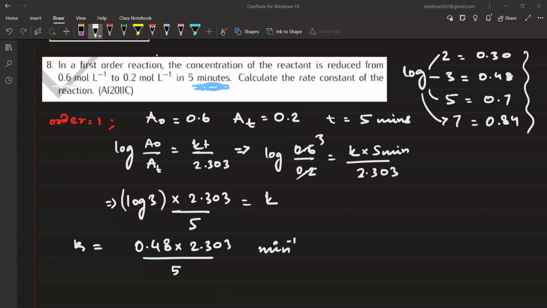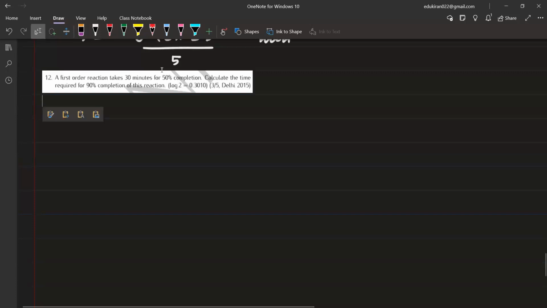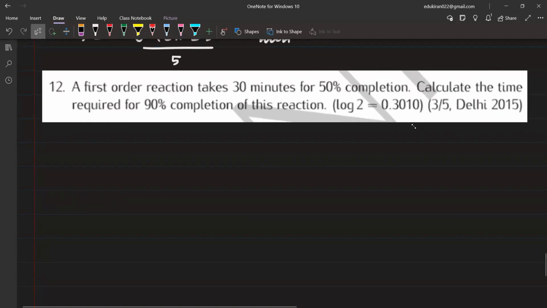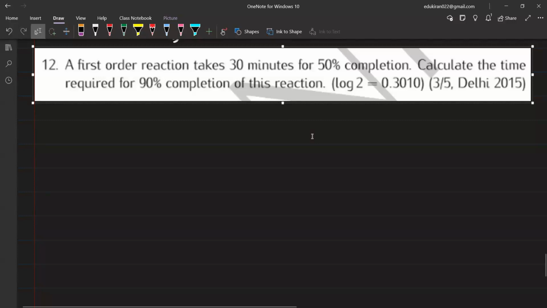Sometimes it will also give you the value of log. Please see this. ध्यान से देखिएगा. Don't write anything now. A first order reaction takes 30 minutes for 50% completion.